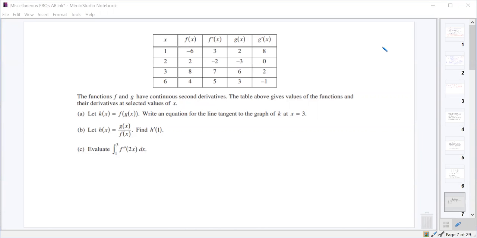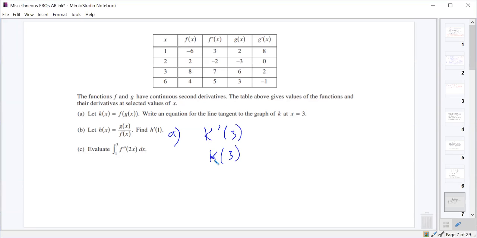So first part of it, first off, we've got this nice chart with f, f prime, g, and g prime. And we know that both f and g have continuous second derivatives. We're going to look at a new function, which we're going to call k of x. K of x is f composed with g of x. And we want to write the equation for the line tangent to the graph of k at x equals 3. So we're looking for k prime of 3 to find the slope so that we can write the tangent line. And we also need to find k of 3.